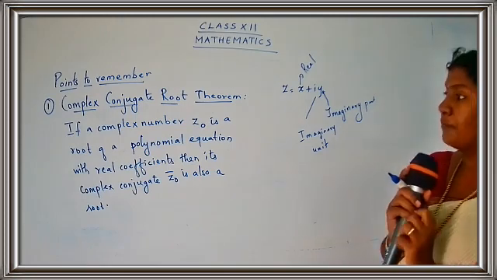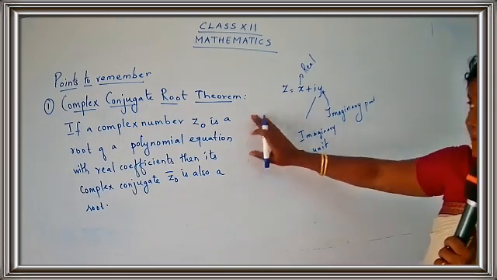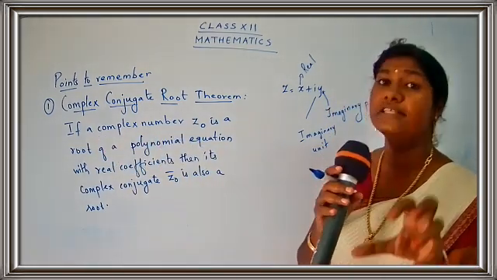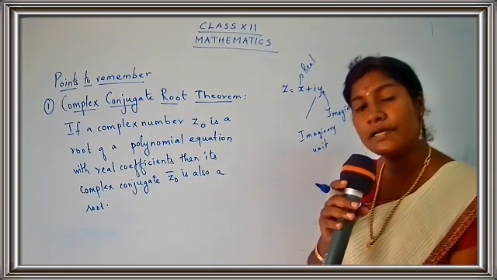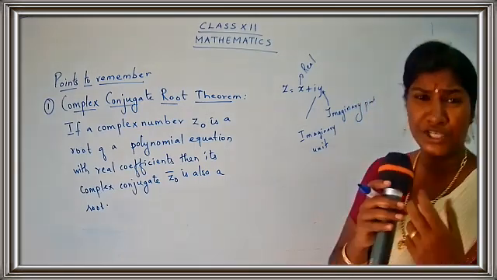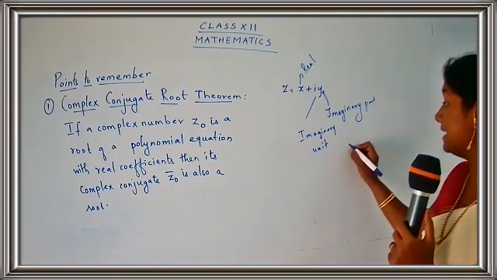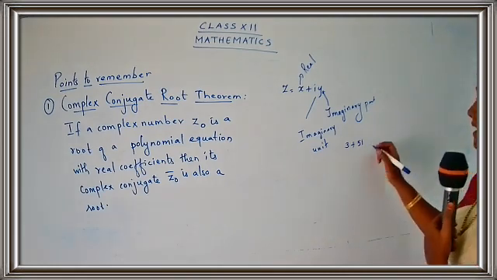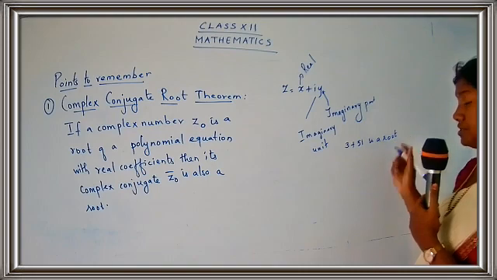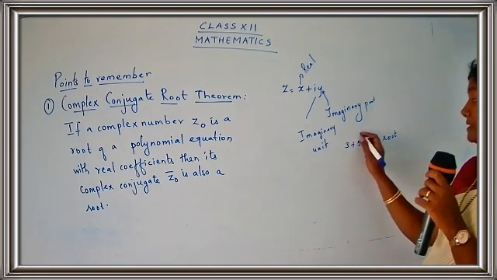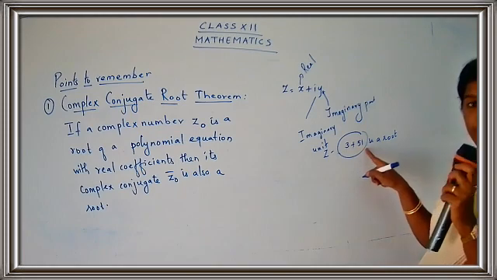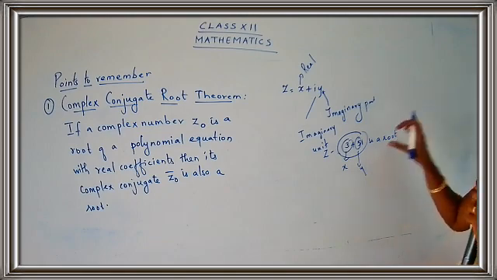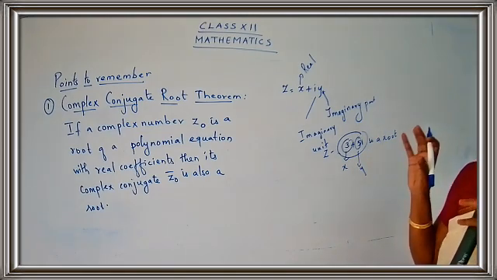Okay children, now what is the statement stating? The statement states that if a complex number is a root of a polynomial equation. Suppose they're saying that 3 plus 5i is a root of a polynomial equation. What is the complex number here? 3 plus 5i. What is x here? x is 3, and y is 5. So this complex number is a root of the given polynomial equation.